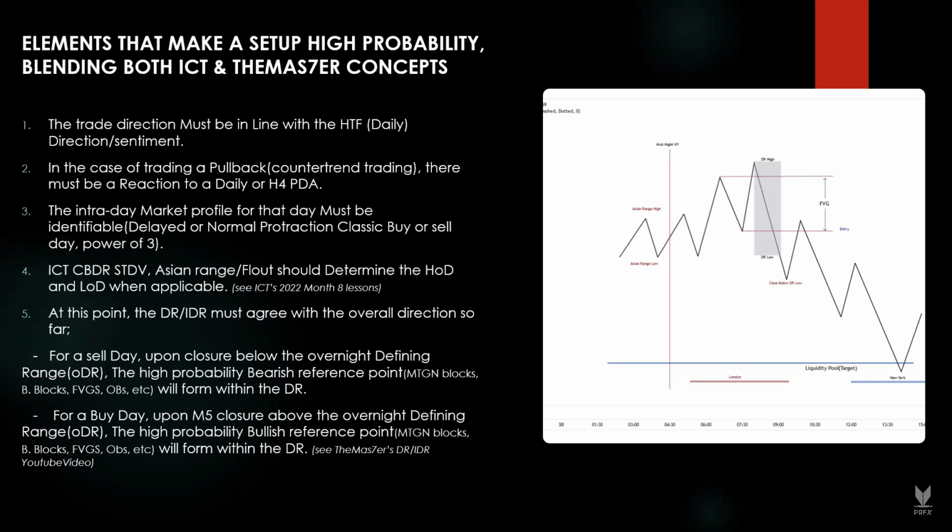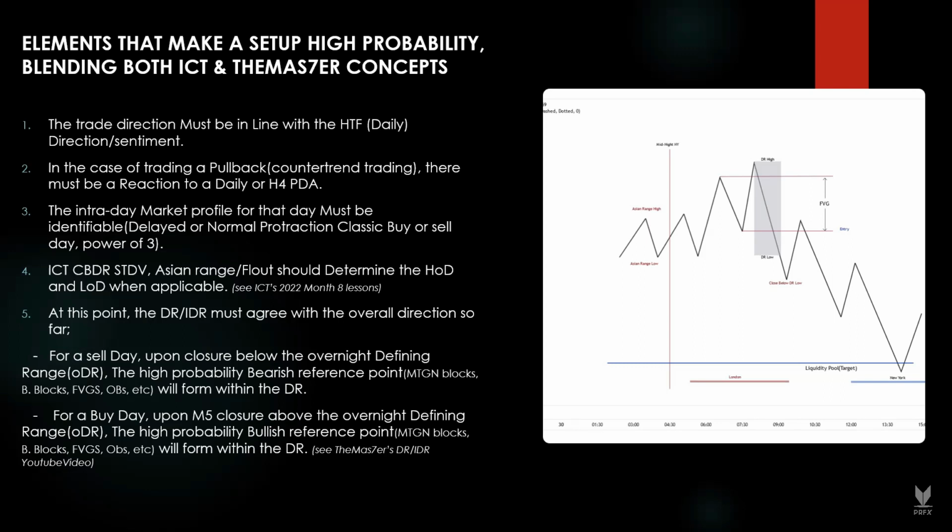In the case of trading a pullback, a counter trend trade, there must be a reaction to a daily or an H4 PDA or PDRA. The intraday market profile for that day must be identifiable. It could be a delayed or a normal protraction classic buy or sell day, power of 3 ICT concept.